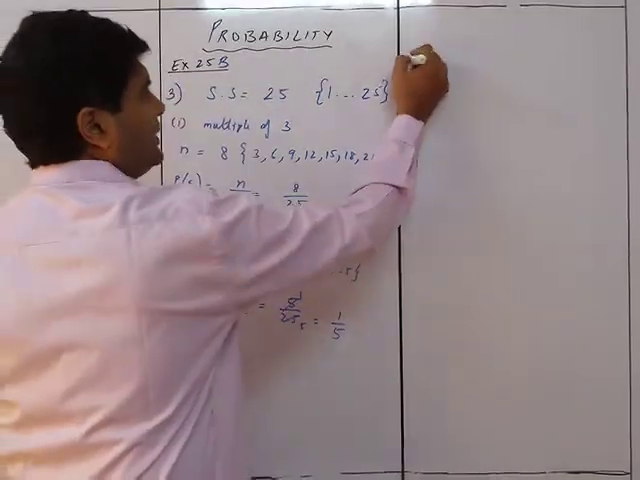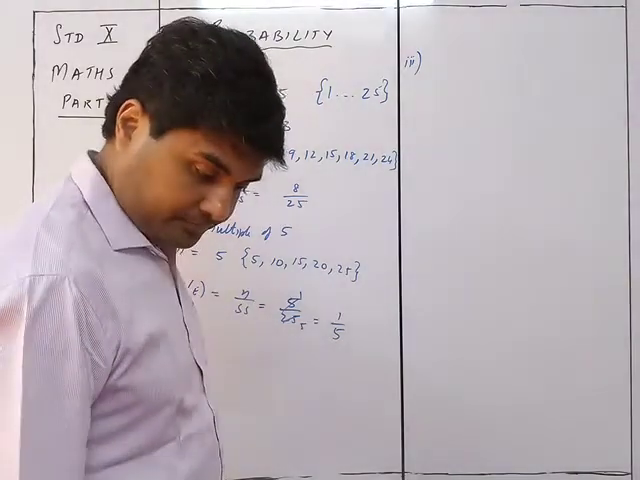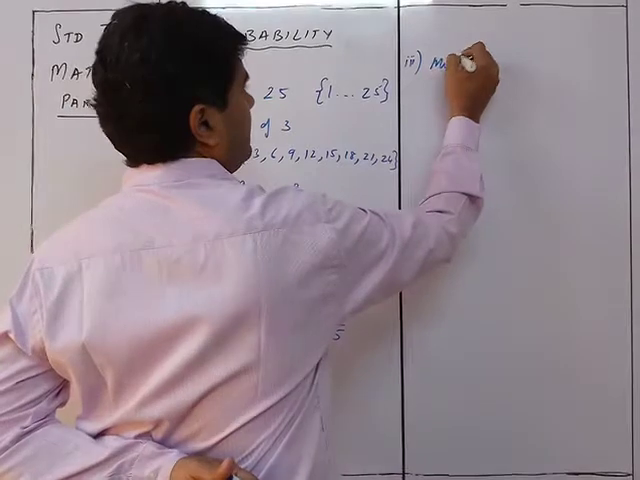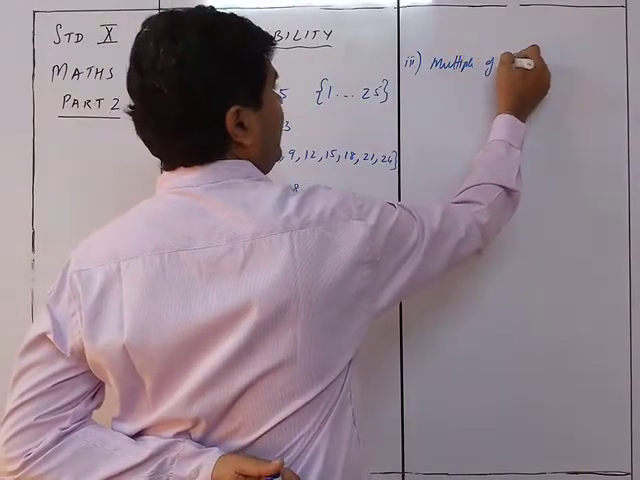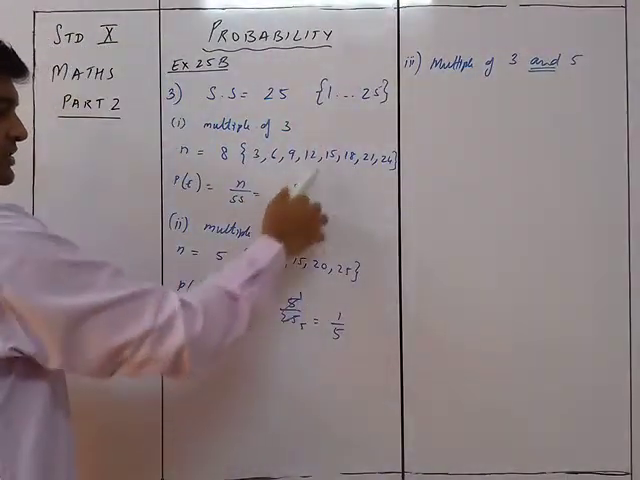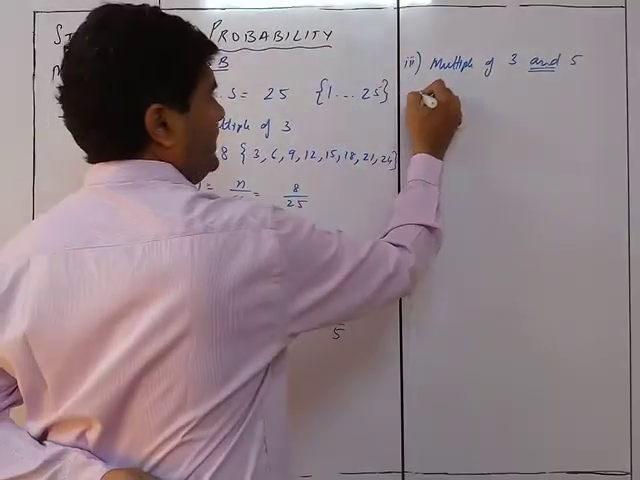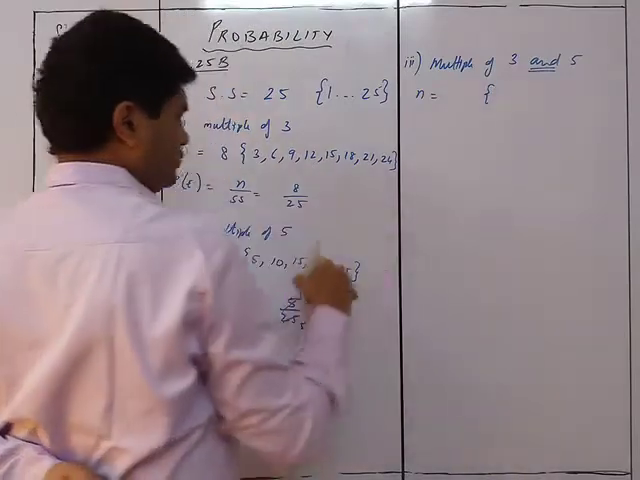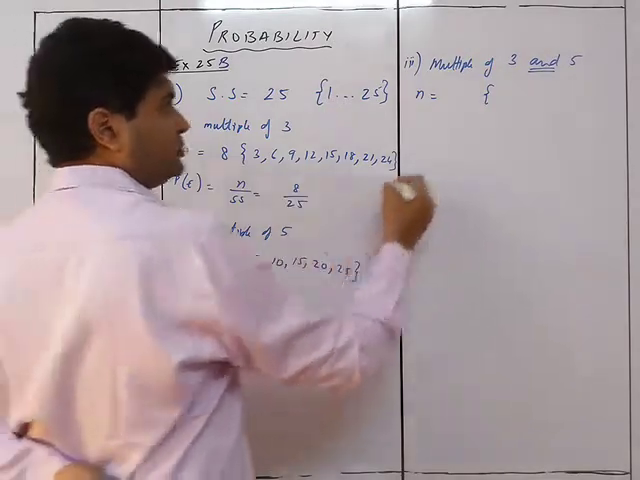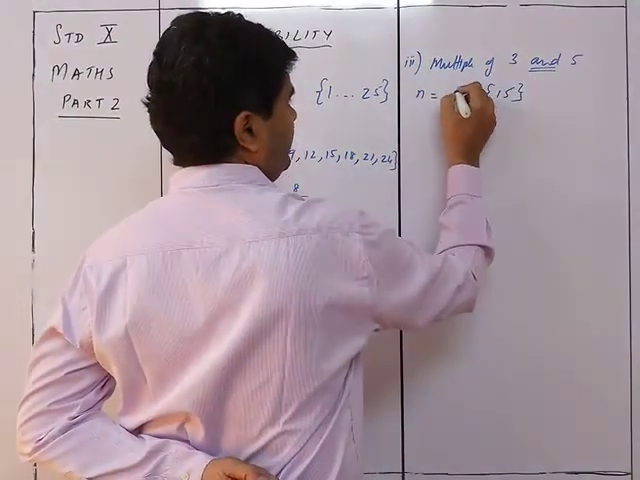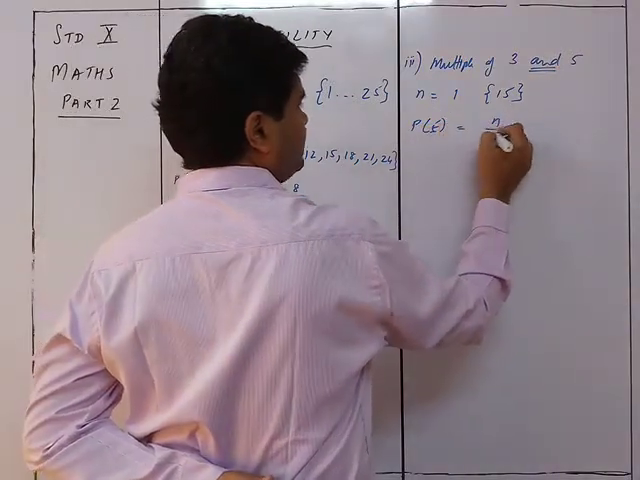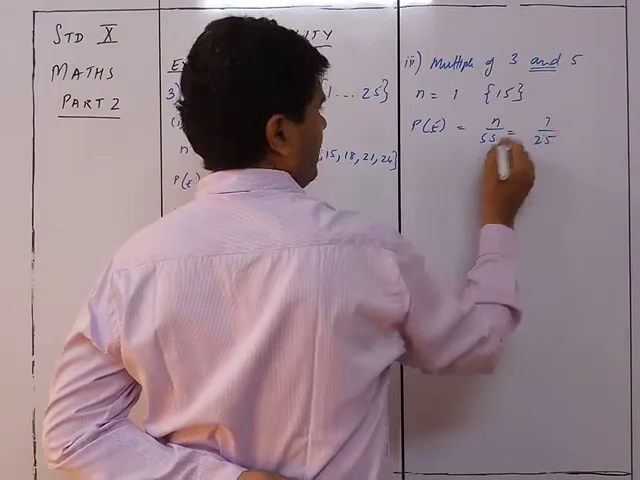The third one over here is a multiple of 3 and 5. So n means the intersection of this and this. What is the intersection of this and this? 15 is the only number which is there in both of them. So n will be just 1. Therefore P(E) will be equal to n upon S, which is 1 upon 25.